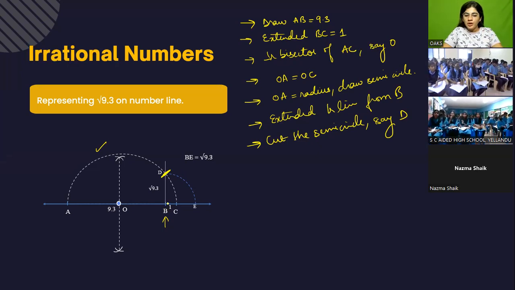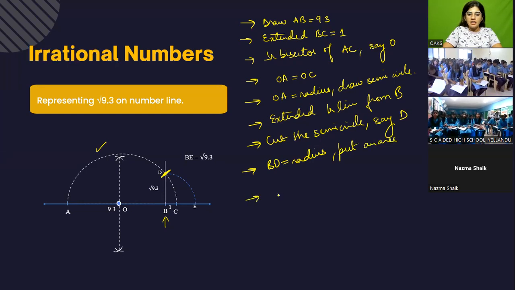Okay, like I told you, BD will be the root 9.3, the measurement root 9.3. So we will take BD as radius and put an arc on the number line. As you can see, this BE will be equal to root 9.3.